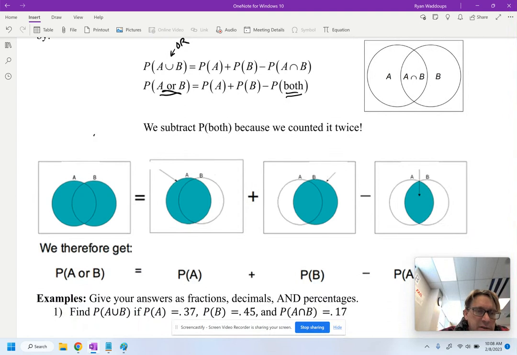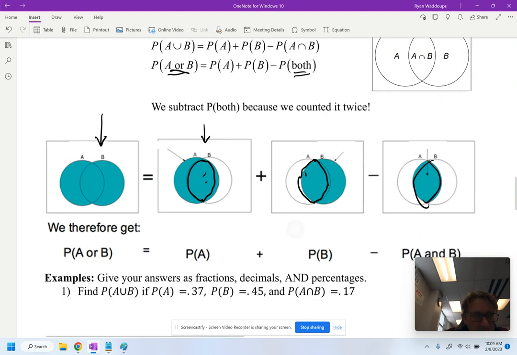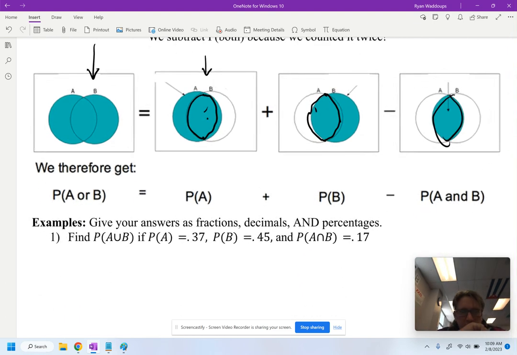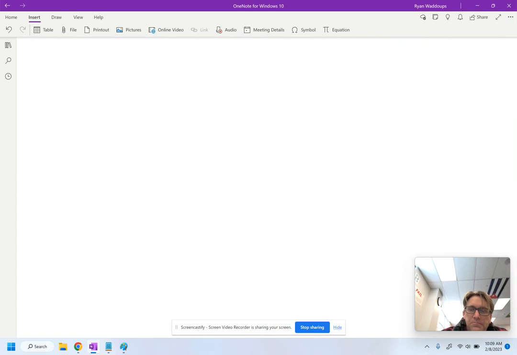Okay, so this is kind of a demonstration of what we're talking about. The probability of A includes this part right here. The probability of B includes this part right here, probability A and B. So we have to take out this part once so that we're not counting it twice. Therefore, we get the probability of A or B is the probability of A plus the probability of B minus the probability of A and B. All right, give your answers as fractions and decimals and percentages.